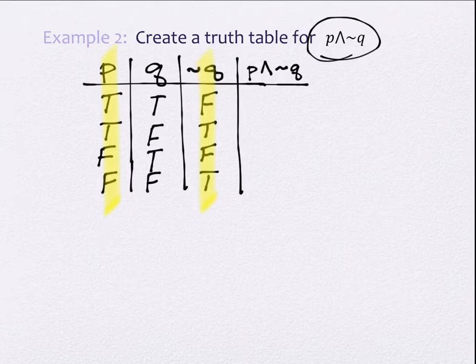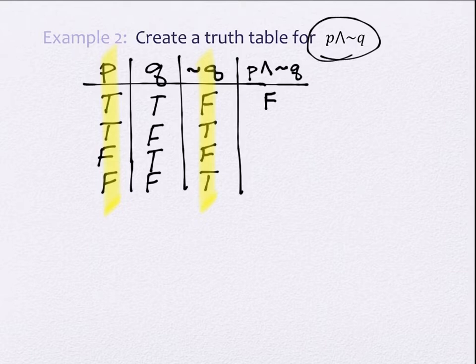So comparing these two now, is this an and statement or an or statement? It's and. And when is an and statement true? When they're both true. So on the first row, I have true, I have false. Is that statement true then, or is it false? It's false, because they're not both true.